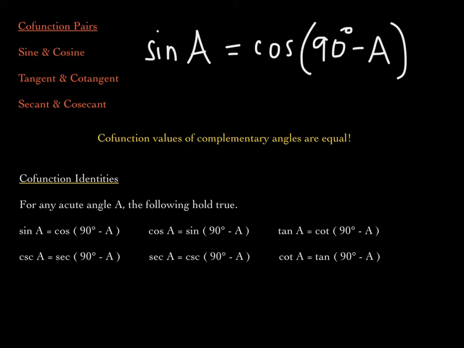Here is the conclusion. Here is your formal list of cofunction identities. Sine of angle A is equal to cosine of its complement. Cosine of angle A, remember A is an acute angle, is equal to sine of its complement. Tangent of angle A is equal to cotangent of its complement. Cosecant of angle A is equal to secant of its complement. Secant of angle A is equal to cosecant of its complement. Cotangent of angle A is equal to tangent of the complement of A. Let's put this into use.